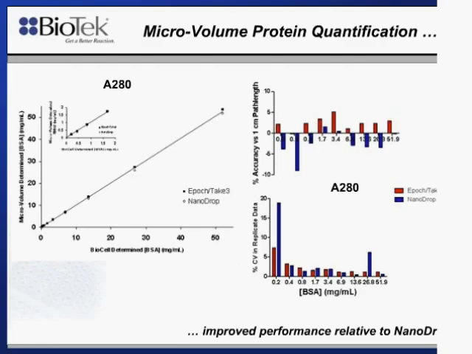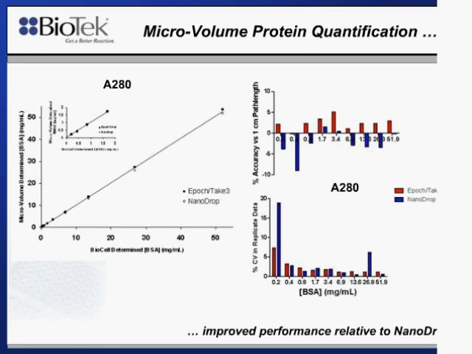So now I'd like to introduce you to some of the analytical performance data of the Take3 plate. We'll start with protein quantification. This data here was generated using a BSA standard protein essentially as a calibration tool, and to determine not only the accuracy compared to a 1 centimeter path length vessel, but also in comparison to what most folks are probably familiar with, the nanodrop as another microvolume analysis tool.